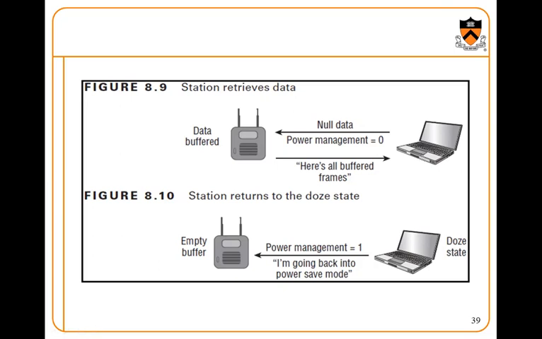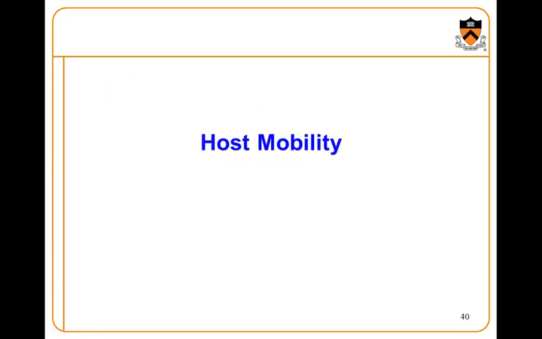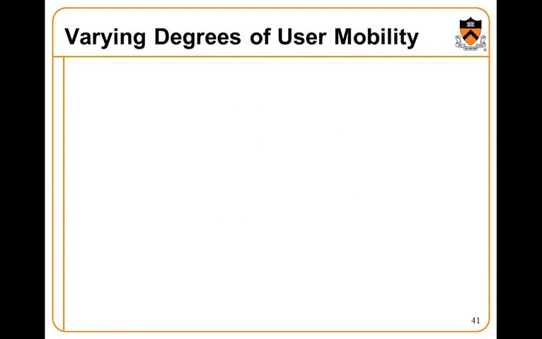Here, in the next diagram 8.10, you can see that the station returns to the doze state, where the node is again going toward a power saving mode. And that's why it is also communicating to the access point that I am going back into the power saving mode. Therefore, if you receive any data for me, then save it with yourself.